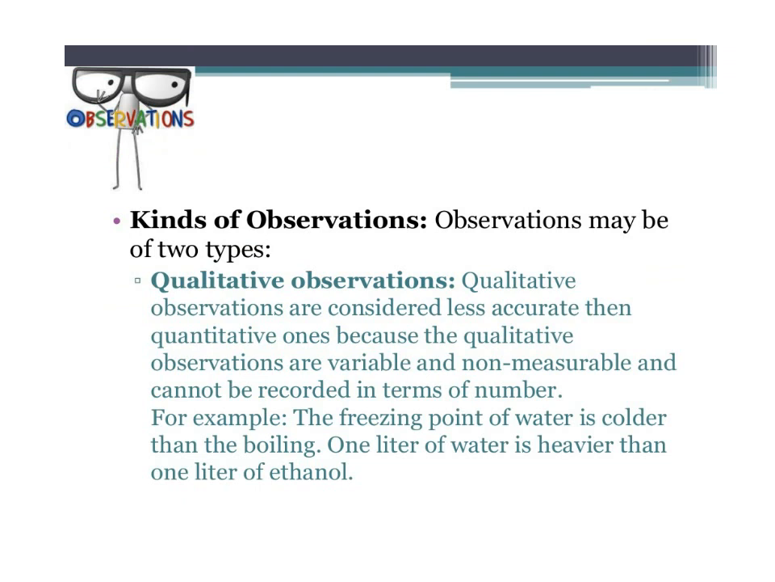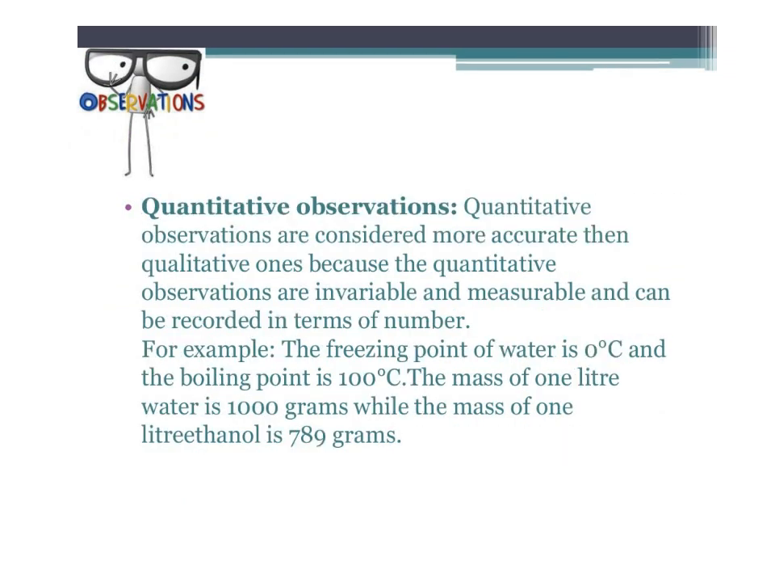Then there are two types of observations. Observations may be qualitative or may be quantitative. Qualitative observations are considered less accurate than quantitative observations because qualitative observations are variable and non-measurable and cannot be recorded in terms of numbers. For example, the freezing point of water is colder than the boiling point. 1 liter of water is heavier than 1 liter of ethanol.